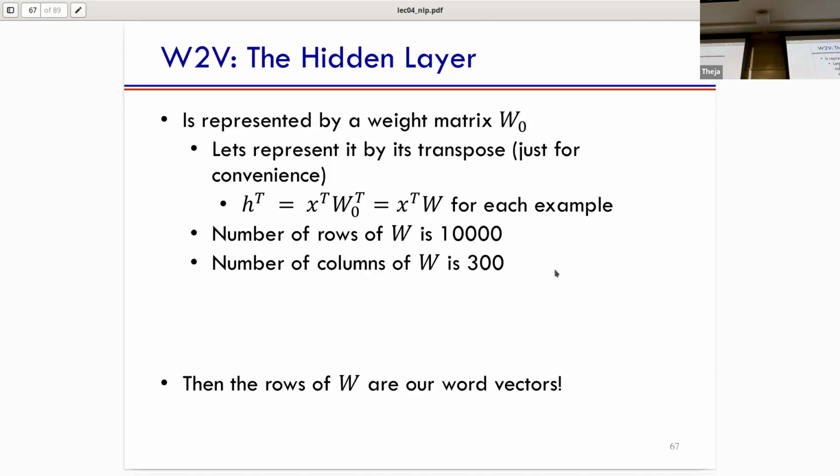What we'll do for simplicity is just take the transpose of the hidden vector. So instead of thinking of the hidden vector as a column vector, we'll transpose it to be a row vector, just for conceptual simplicity. Instead of W0 times X, it will be X transpose times W, where W0 transpose is W. It's just a transpose of that matrix. So what did I do? Instead of the matrix having 300 rows, I just made the matrix have 300 columns.